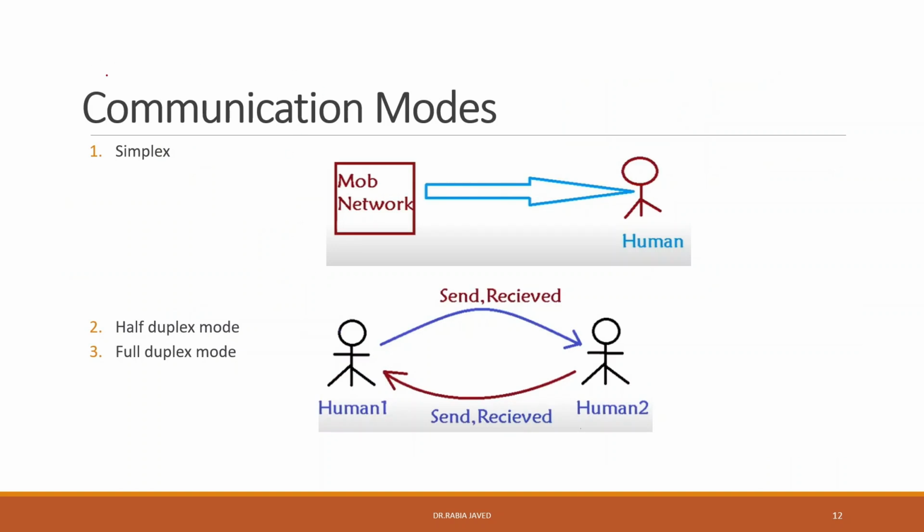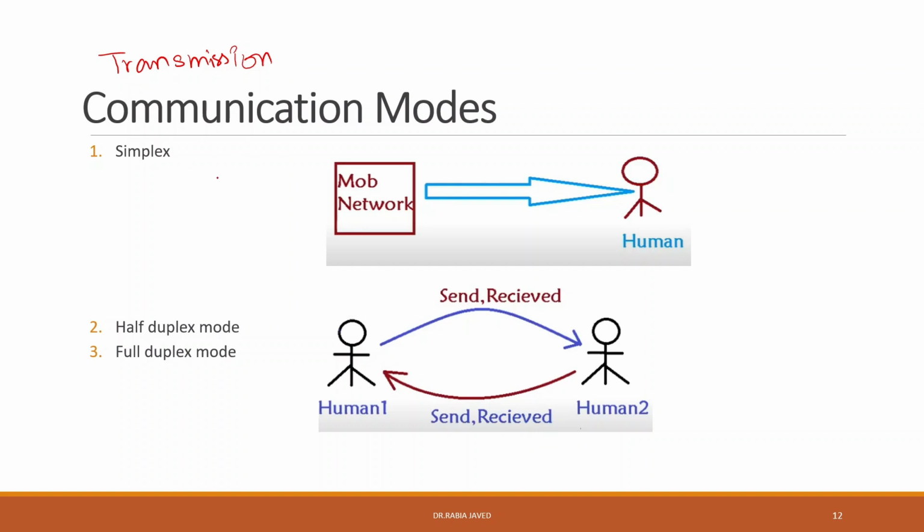Let's look more at the communication modes, or we can also say transmission modes. There are 3 different types of transmission modes: simplex, half duplex, and full duplex. So what is a communication mode? A communication mode is a way in which data is transmitted from one device to another.